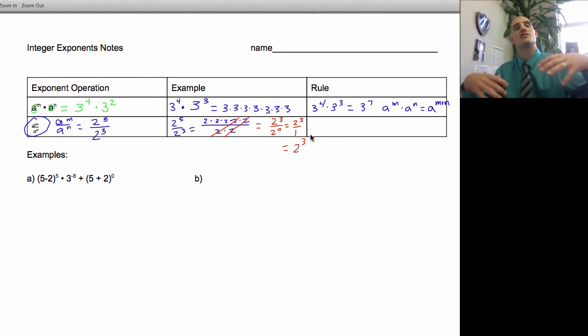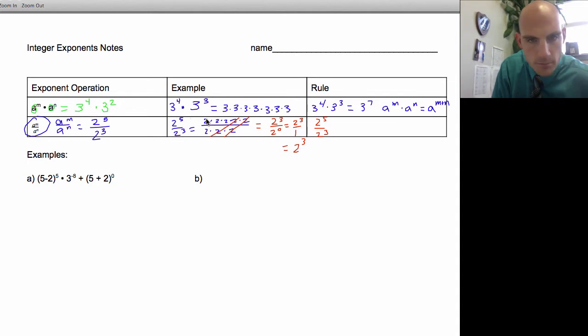Notice we crossed out until we had 0 of them left on top or bottom, and then we can rewrite. Oops, I messed that up. You guys should have told me. With 2 to the 5th over 2 to the 3rd, 3 of them would go away. So we'd have 2 squared on top and 2 to the 0 on the bottom. So we'd end up with 2 squared. That almost didn't make any sense, so notice how these things are related. All of these go away on the bottom, and on top, 3 of them go away. So this would be 2 squared.